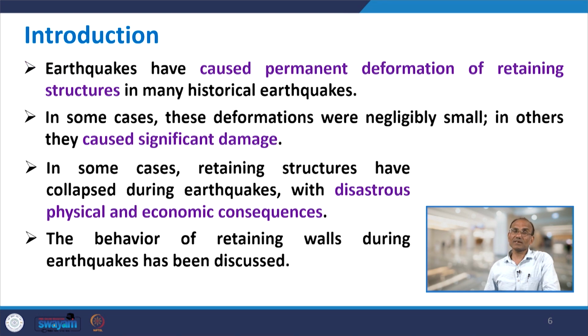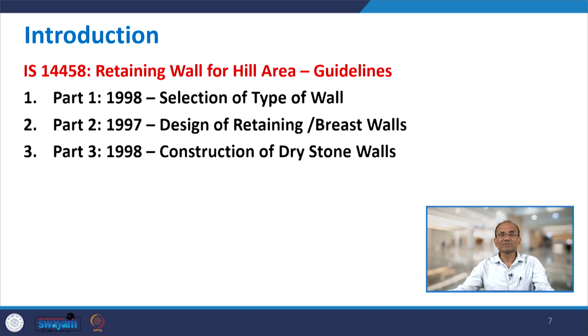Coming to this part, when we talk about earthquakes, earthquakes cause permanent deformation of retaining structures in many historical earthquakes. It has been observed in past earthquakes that there are permanent deformations. In some cases these deformations were negligibly small, in others they caused significant damage. In some cases retaining structures have collapsed during earthquakes, with disastrous physical and economic consequences. The behavior of retaining walls during earthquakes has been discussed in this case. So what is the behavior?